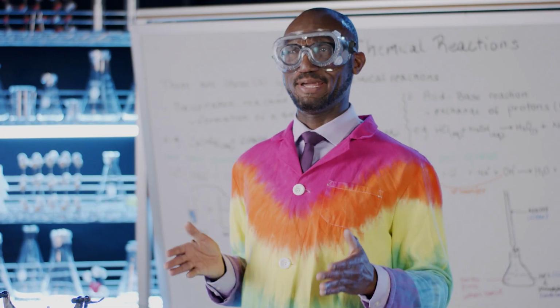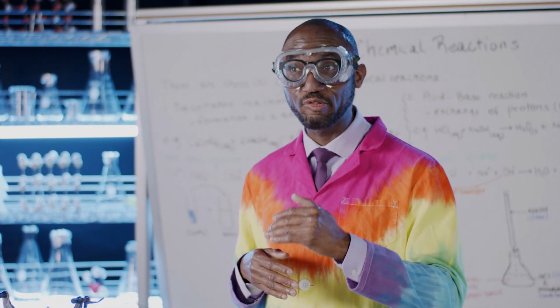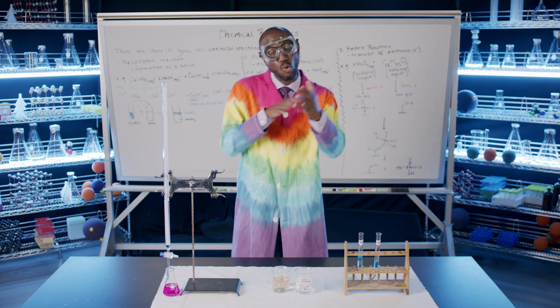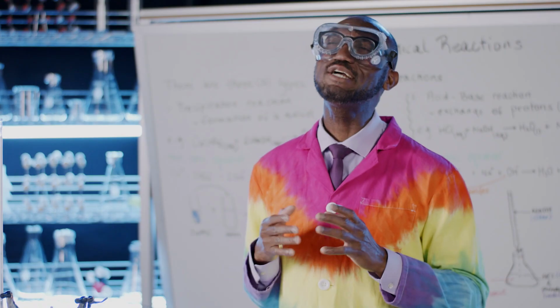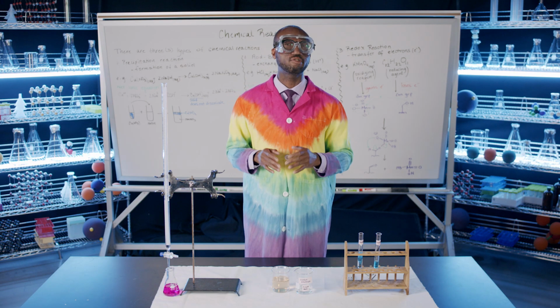Why is this happening? Essentially, the potassium permanganate is reduced or gains electrons, and the sugar is oxidized or loses electrons. The reaction mechanism is intense, so let's simplify what's happening to cause this color change.